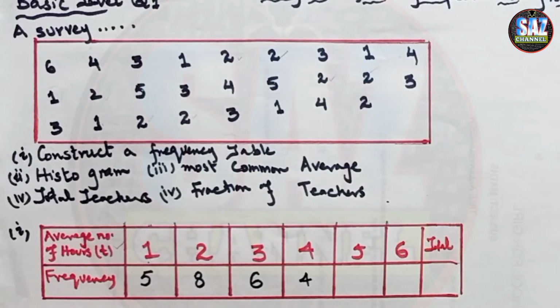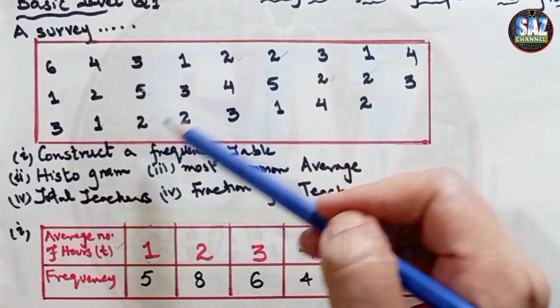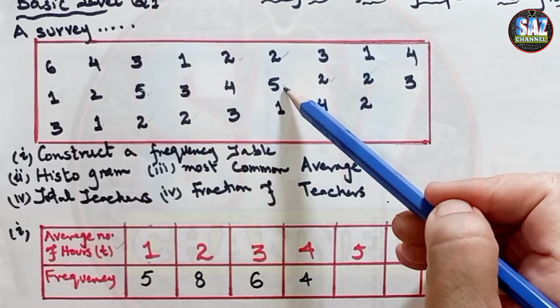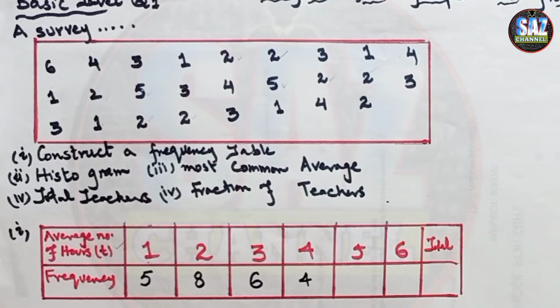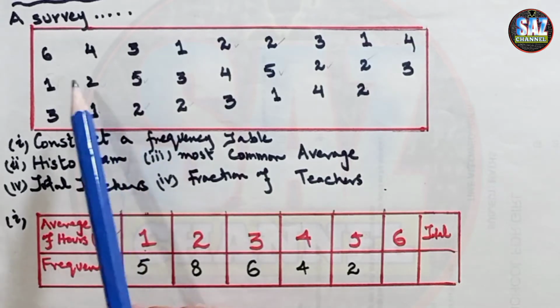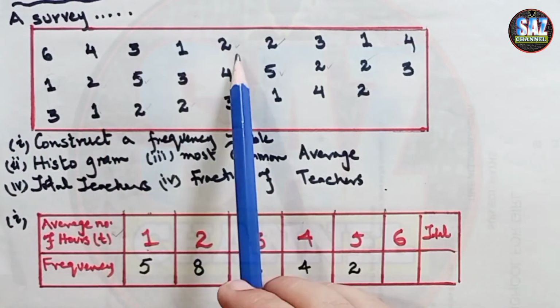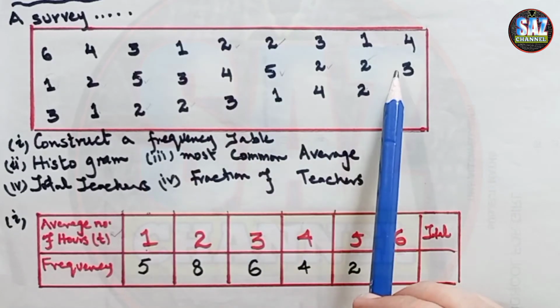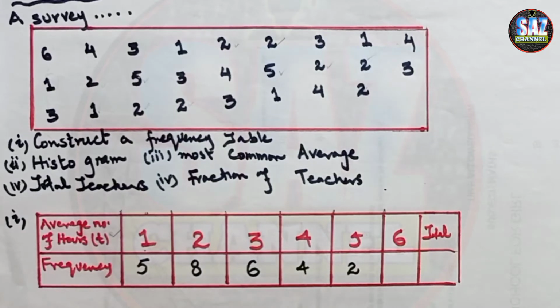Okay, 5 is coming first time over here, then 1, and then 2. I think we are having just two places or two teachers, then 6. 6 is coming how many times? 6 is coming only one time.